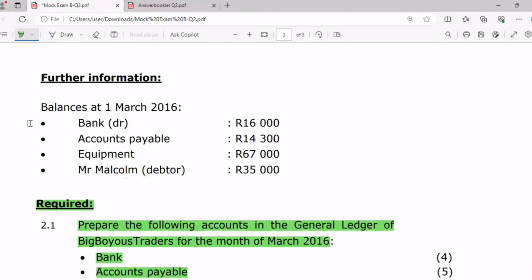No. So now we have additional information. So here we are given the opening balances. So these are balances at 1 March 2016, so the beginning of the month. So we have the bank balance. So this is favorable because it's a debit balance.